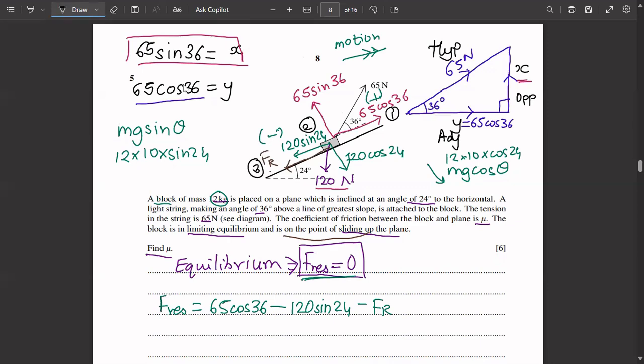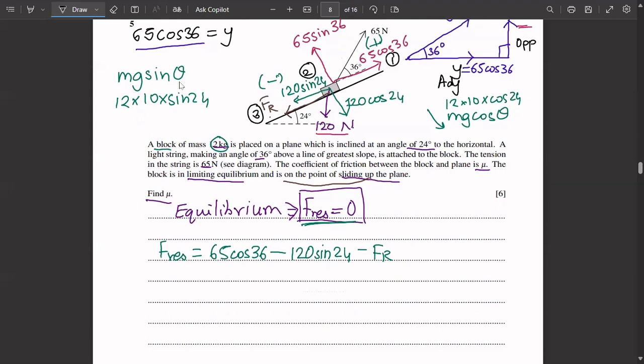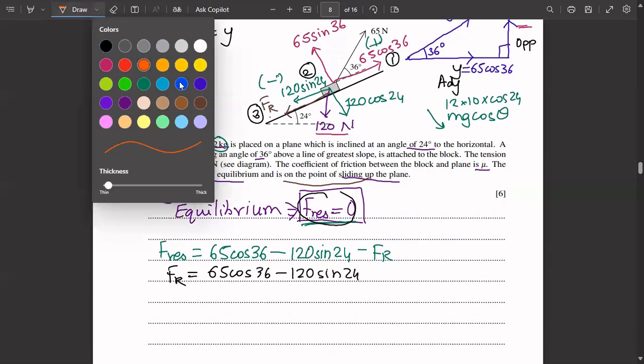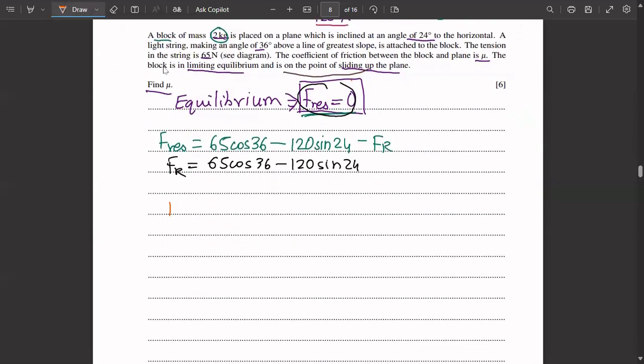Now, if the resultant is 0, as we know already, we can say that 0 is equal to 65 cos 36 minus 120 sin 24 minus FR. Now this FR will go to the other side, so it will become plus FR. So FR is equal to this much. And now what is this FR? FR is nothing but coefficient of friction into R.